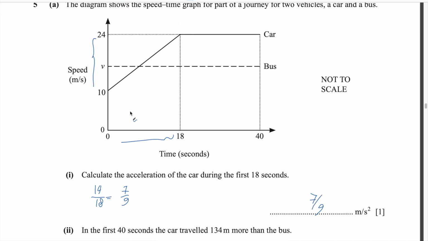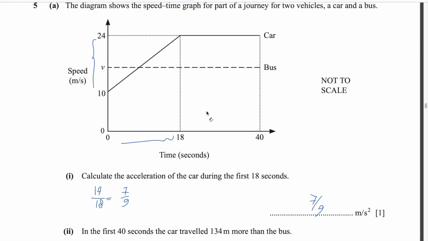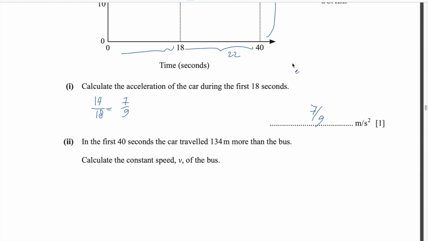We know that area under the graph in a speed and time graph shows the total distance traveled. Let's first find the total distance traveled by the car. So it's a rectangle and a trapezium here. You can first find this rectangle. The area will be here 18 to 40, it will be 22. So it will be 24 times 22.